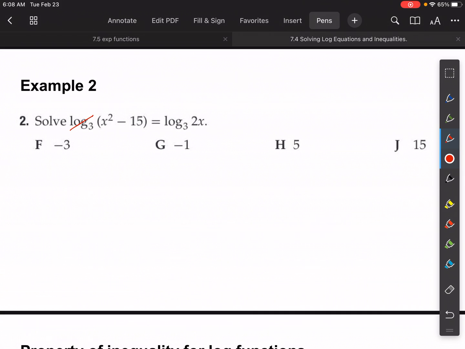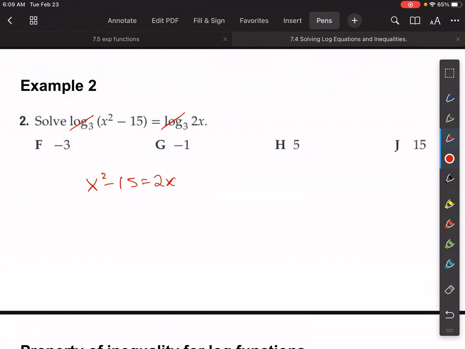So notice we have the same log base. Okay, so if we have the same log base of something on either side, I can drop those logarithms and just say, okay, x squared minus 15 is equal to 2x. Now, how do I solve this? Well, this is a quadratic, so I'm going to have to factor it, okay?